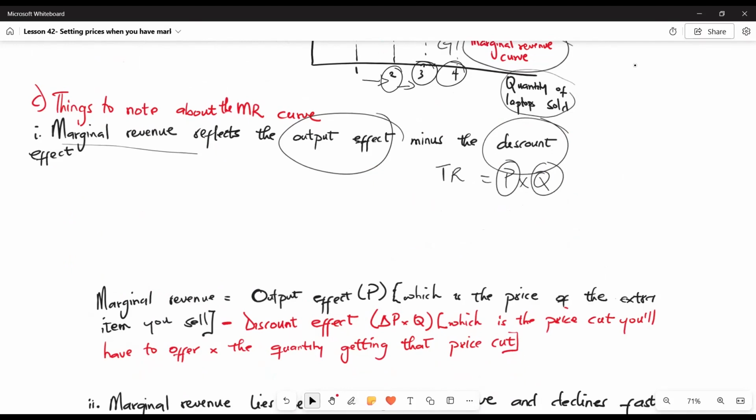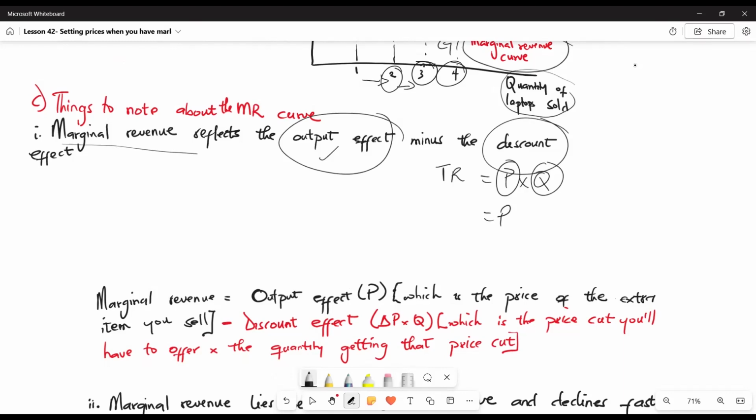And a typical demand curve shows us that for firms to sell higher quantities, it means that they have to charge lower prices. The first effect that we look at here is the output effect. So the output effect is simply the price that you get from selling that additional unit. Now, what this means is an extra unit of laptop will boost your revenue by the amount equal to the price of the extra laptop sold. So that accounts for the output effect.